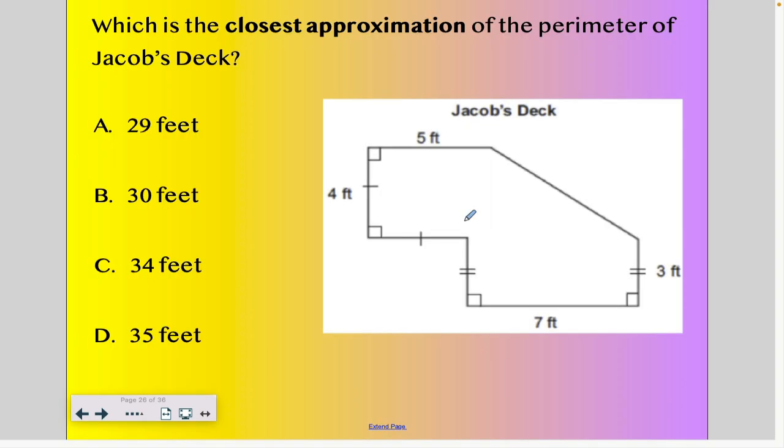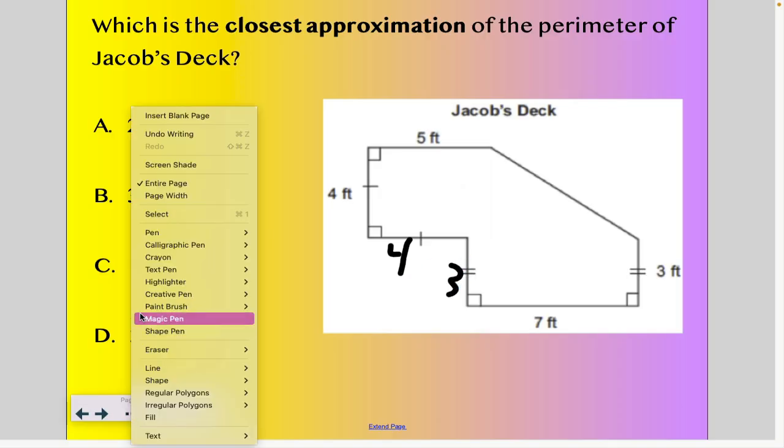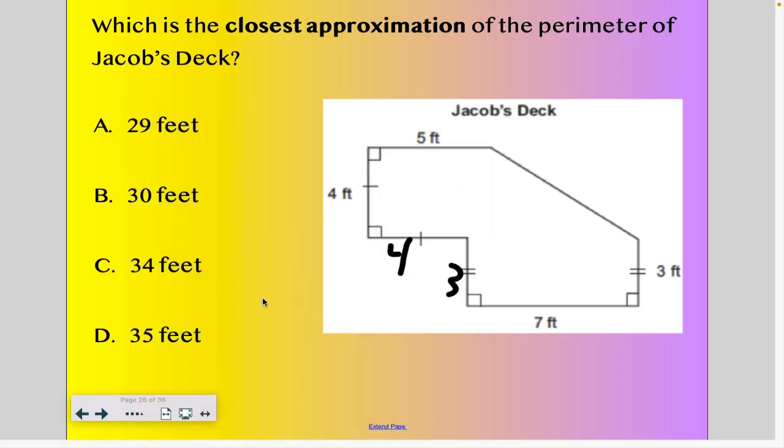Okay, this one, now some of it you should know right away. So who did they tell you is congruent right away? This 4, does anybody see another 4? Where is it? Here. Are there any other congruent segments? 3 and 3. Okay, so that's actually helpful. And by the way, you didn't want area, so if you started to find area, that's not what they wanted. They wanted the perimeter.